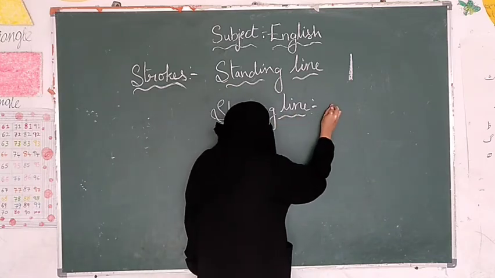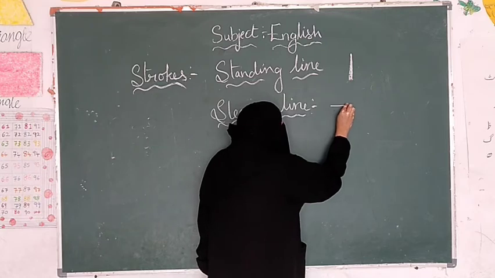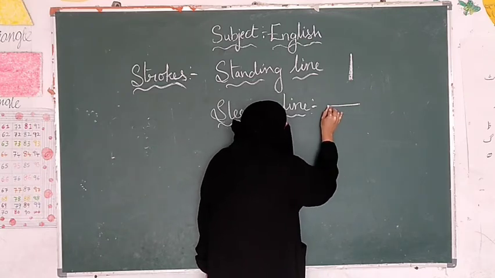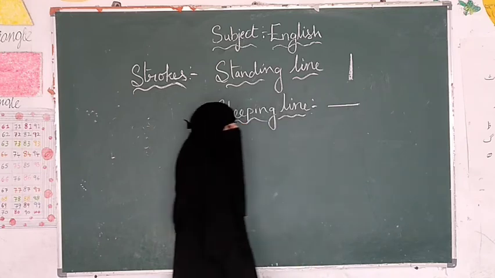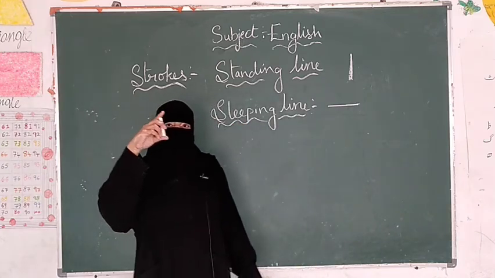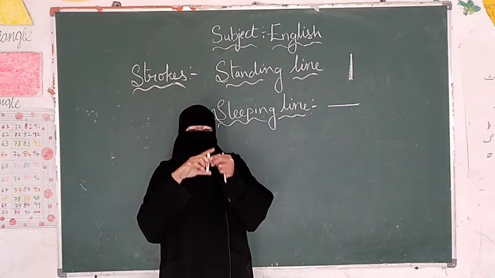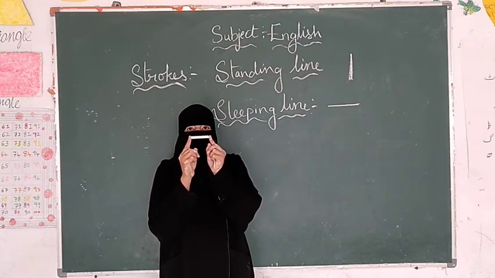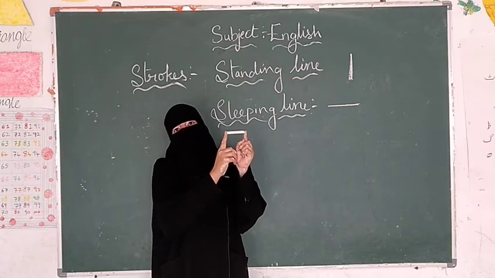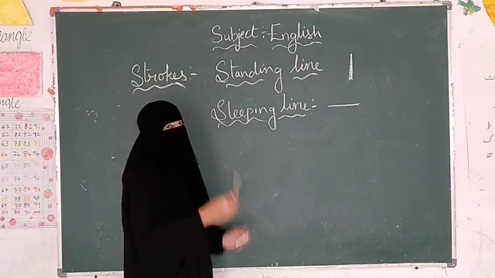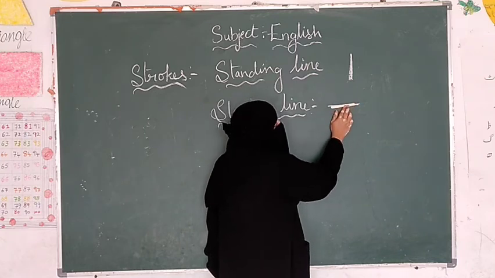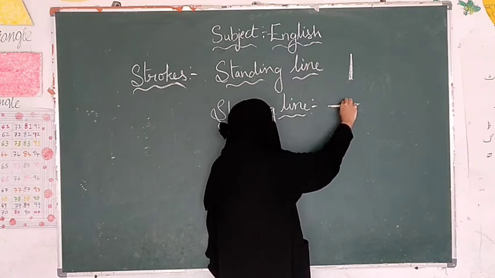It will start and go forward to the right direction like this. So this one is a sleeping line. Again you can take the same example of this chalk piece. This is in a standing position. Now I have made this chalk piece in this position, so it becomes a sleeping line. I have made the stick in this position, so it becomes a sleeping line.